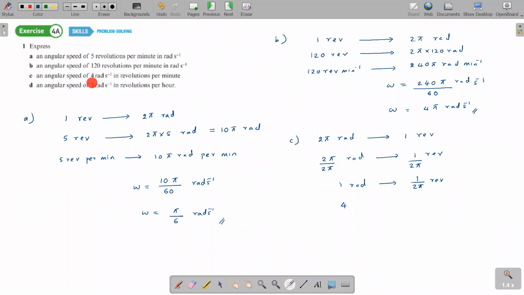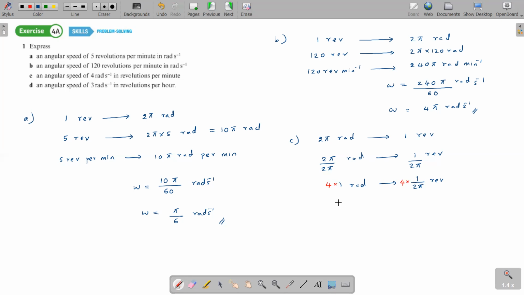Now I'm going to create the 4 radians. You can see I started with the norm that 2 pi radians is equal to 1 revolution, and after I got the value of 1 radian, I'm now going to make it 4 radians. You can, of course, do this in one step. Maybe I've written some extra steps here. So 4 radians is going to be 1 over 2 pi revolution multiplied by 4, because I want to get the value of 4 radians.